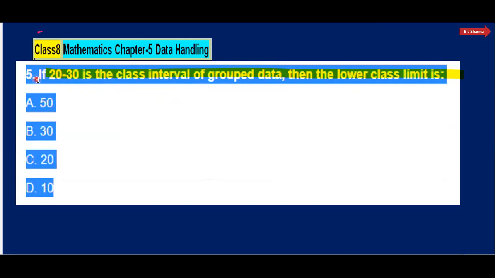Question number 5. If 20, 30 is the class interval of grouped data, then the lower class limit is. We know the lower class limit is 20, the upper class limit is 30. So the question asks for the lower class limit, that is 20. That is, C is the correct answer.